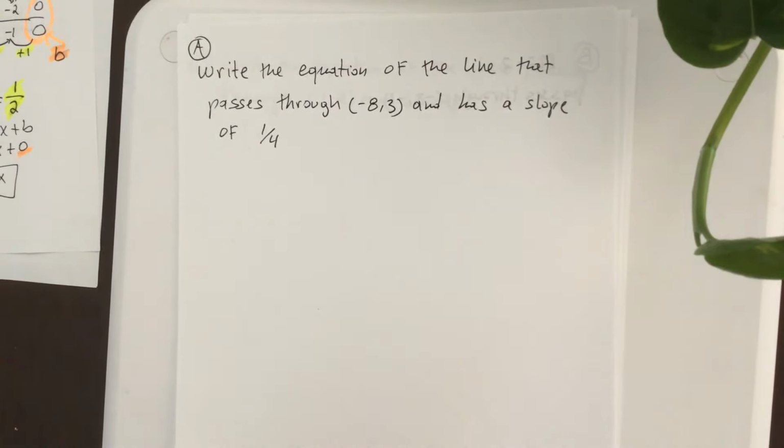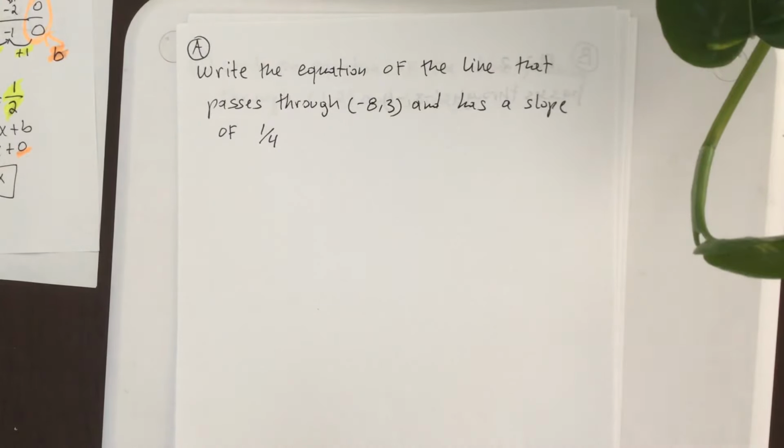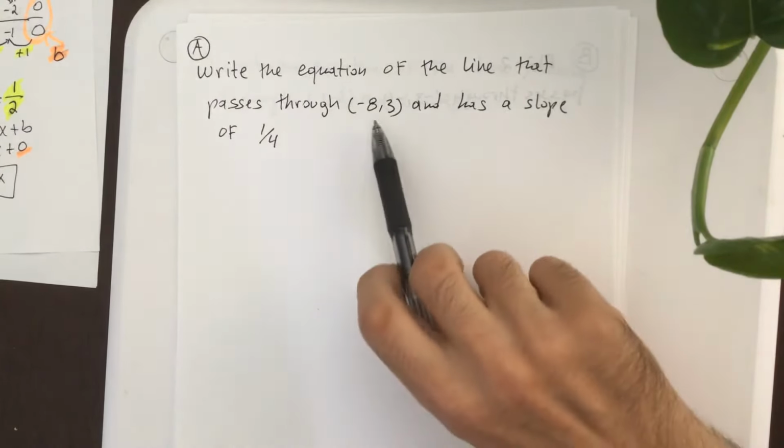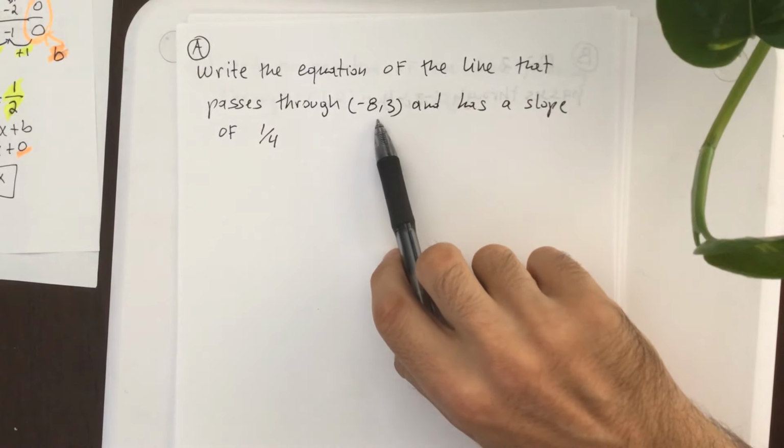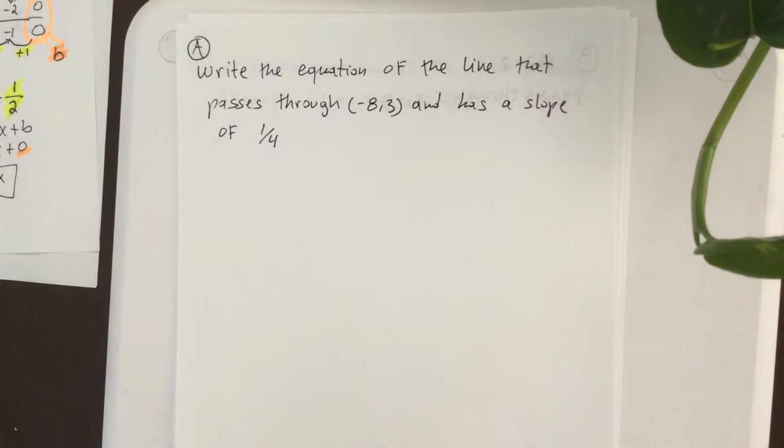All right, let's talk about this. Writing the equation of the line that passes through a point and has a slope. In this case, we're going to be doing the example passing through the point (-8, 3), and the slope is 1/4.